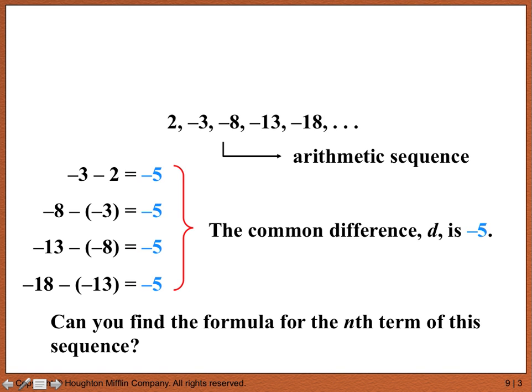So pause the video, try to figure it out. Don't spend too long on it, but do try to think about it, and then resume when you're stuck or when you have what you think is the right answer.